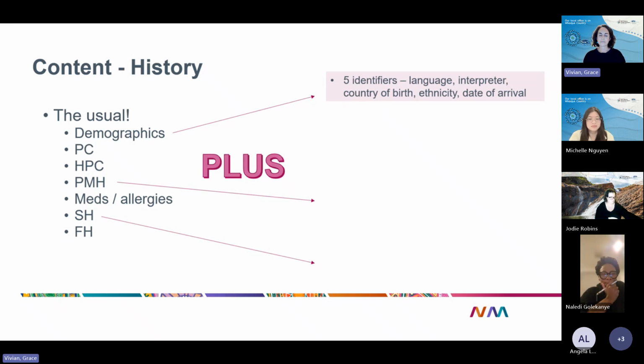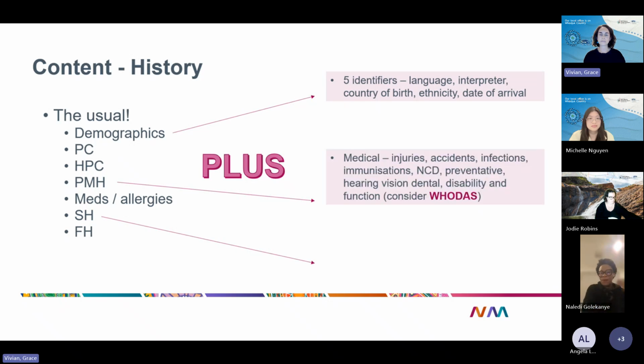Now, past medical history. There's a few extra things that we want to know about. So injuries and accidents. A lot of the patients that we see have undergone physical assaults or been involved in blasts or bombings and so forth. Some still have scars or ongoing disabilities as a result. We want to know about history of infections. In particular, obviously there's tuberculosis, hepatitis B is more prevalent in a lot of the countries where our clients come from, HIV, syphilis, etc.